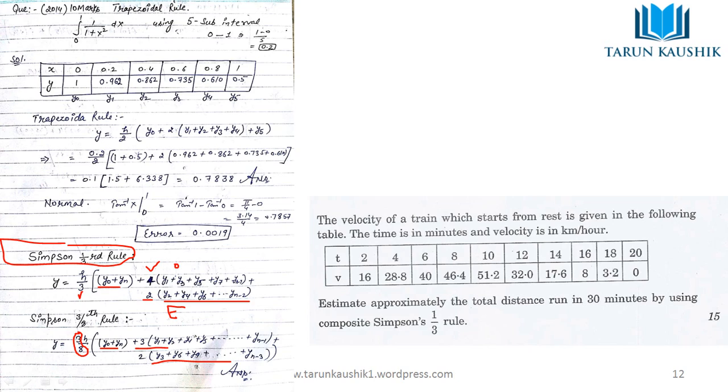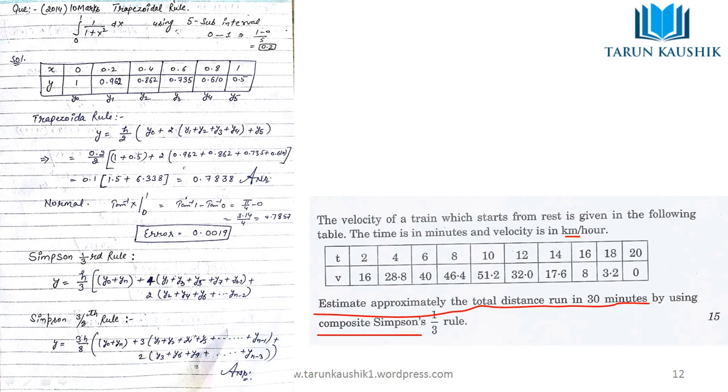So what is the use of Simpson's formula? This question was asked in UPSC Mains 2013. I forgot to note down the year, but it was 2013, and it was for 15 marks. The question was: the velocity of a train which starts from rest is given in the following table. The time in minutes and the velocity in kilometers per hour are given. Estimate the approximate total distance run in 30 minutes using composite Simpson's 1/3 rule.